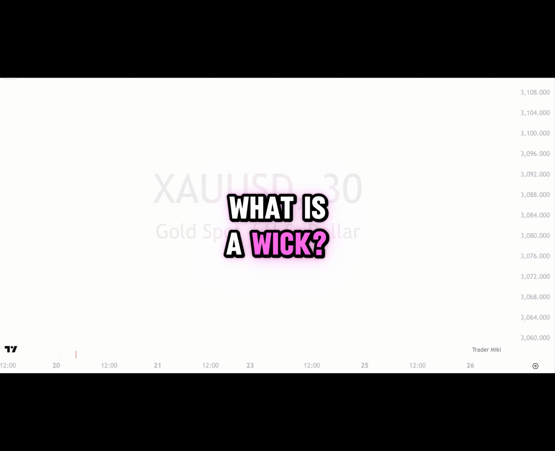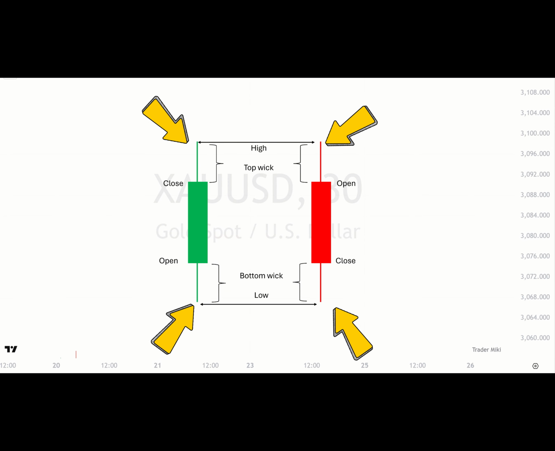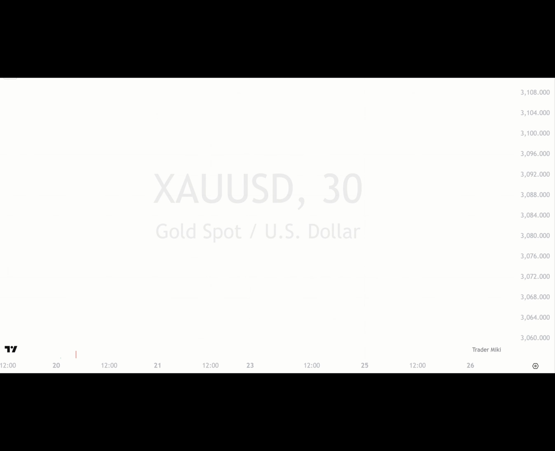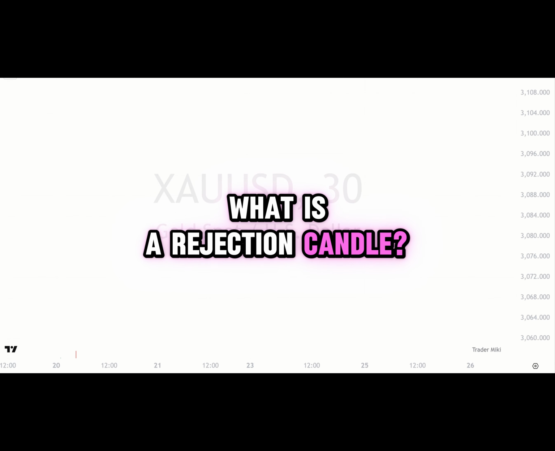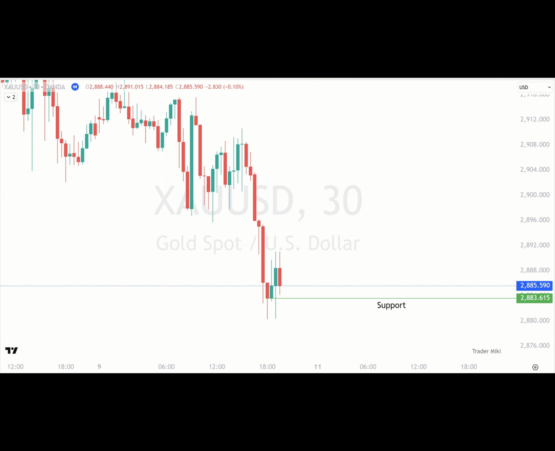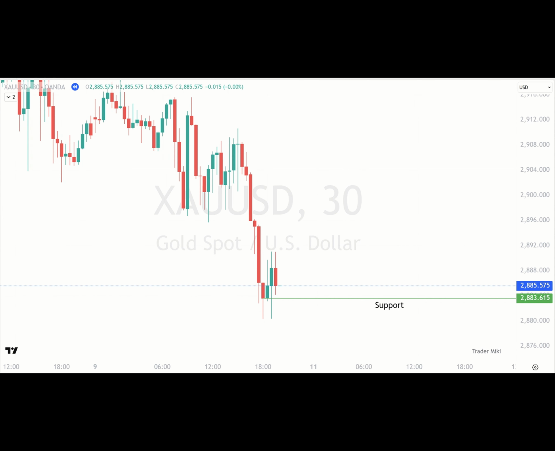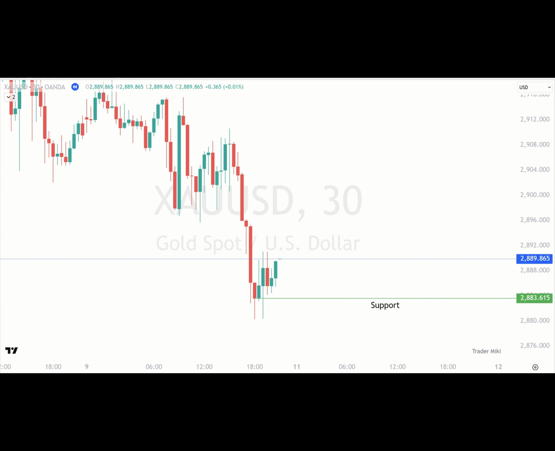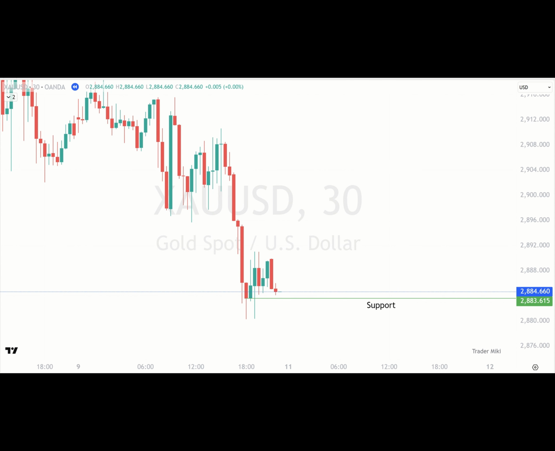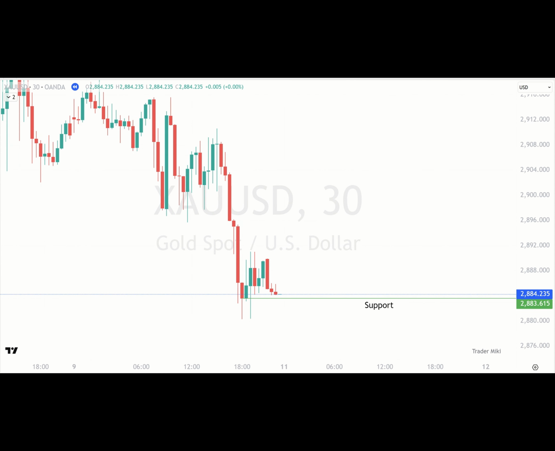Firstly, what is a wick? A wick shows the distance that price has moved on either side of a candle's body, and 80% of candles have top and bottom wicks. What is a rejection candle? A rejection candle is a candle that pushes strongly in one direction but then reverses the move, leaving a long wick and a smaller body. The candle can be either bullish or bearish.